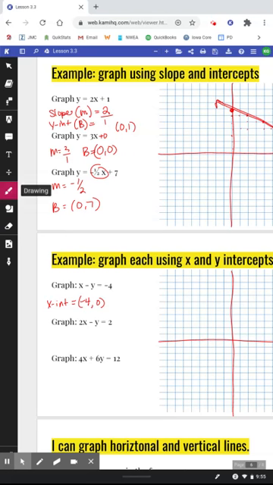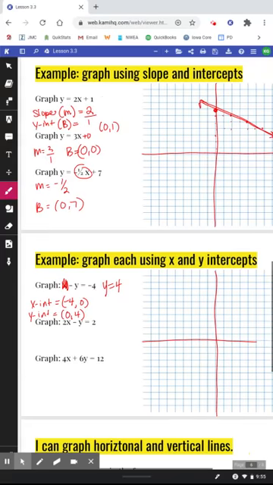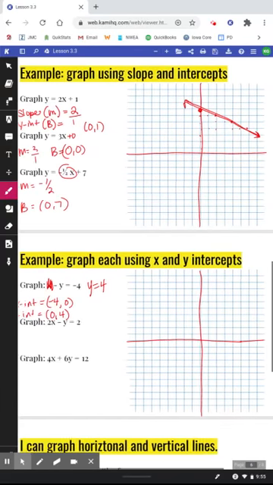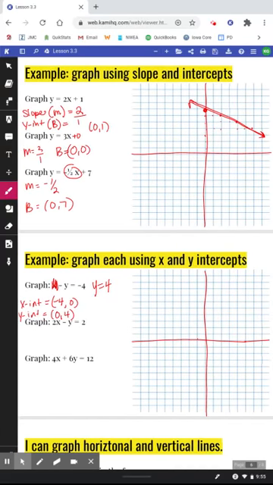To solve for my y-intercept, I'm going to cover the x. I'm going to divide by negative 1 on both sides to get the y to be positive, which makes my negative 4 become a positive also. So my y-intercept is (0, 4). So my x-intercept is at negative 4, which is here, (-4, 0). And my y-intercept is (0, 4), which gives me that graph.